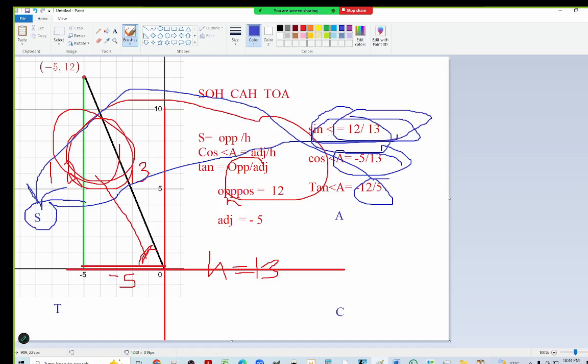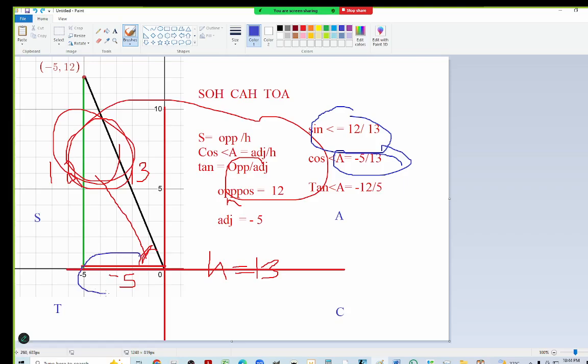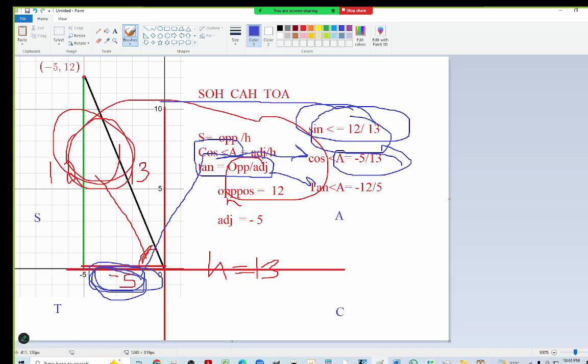The reason sine is positive is because the only negative number here is the adjacent, right? Agree? Well, the adjacent only gets used in cosine and in tangent. That's why these turned out negative, and it's why this one turned out positive, because 12 is positive and the hypotenuse is always positive. Does that make sense?